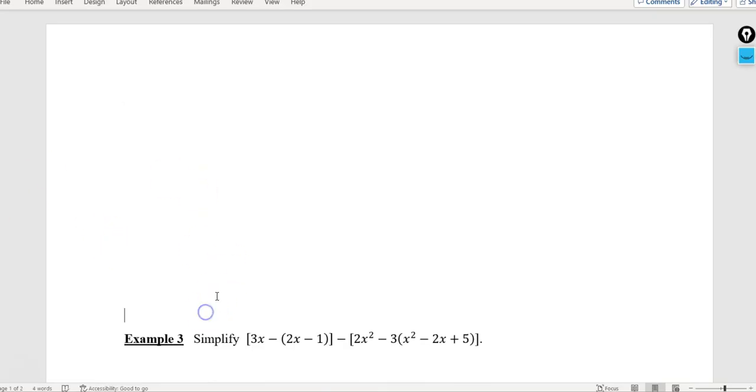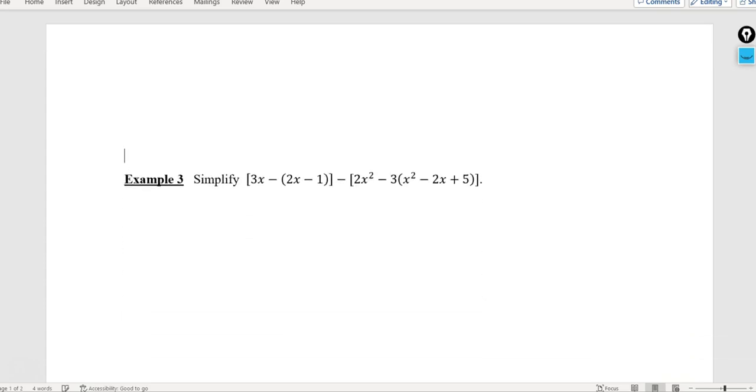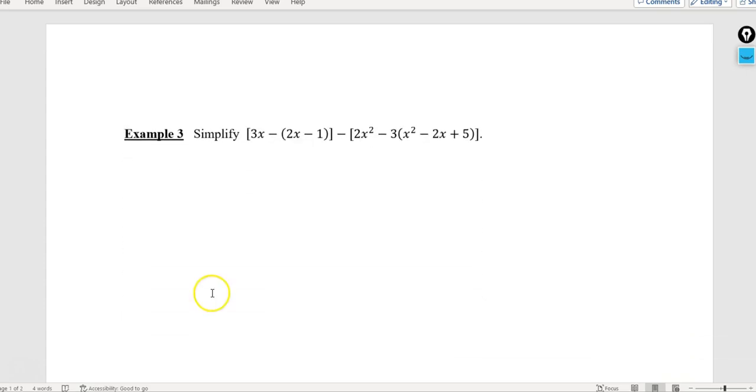And let's have a look at this one. All right, so I've got multiple grouping symbols going on there. And when that happens, you want to work it out from the inside out. So I'm going to do that first inside these square brackets. And then inside these square brackets, I'm going to do that one first.